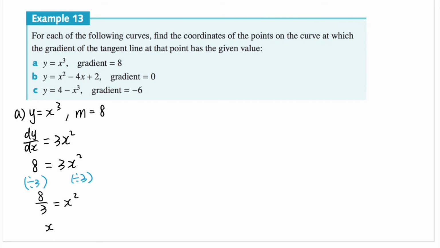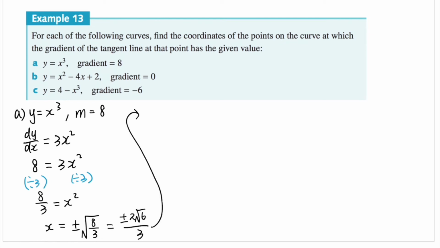And solving for x, we're going to take the square root, and keep in mind we need to take both the positive and negative values when taking the square root. So we have x is equal to plus or minus square root 8 over 3, which is equal to plus or minus 2 square root 6 over 3. Now, let me continue up here.